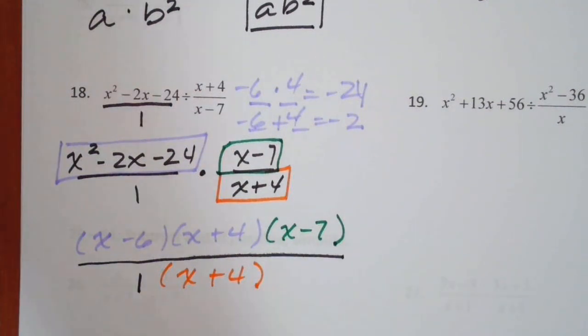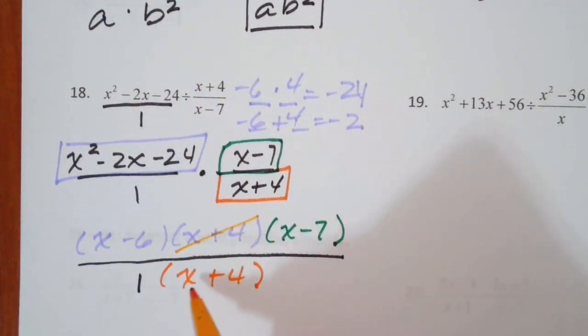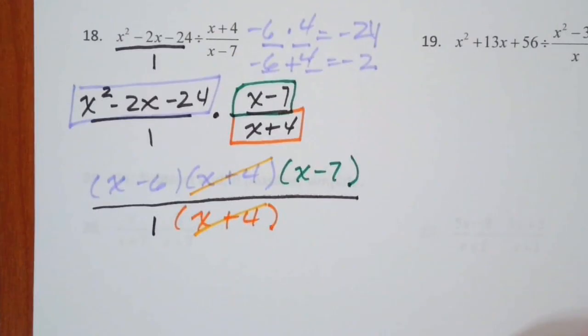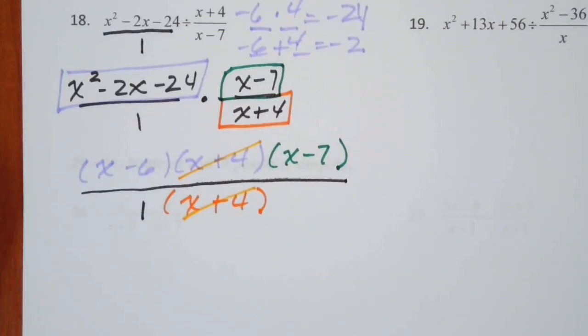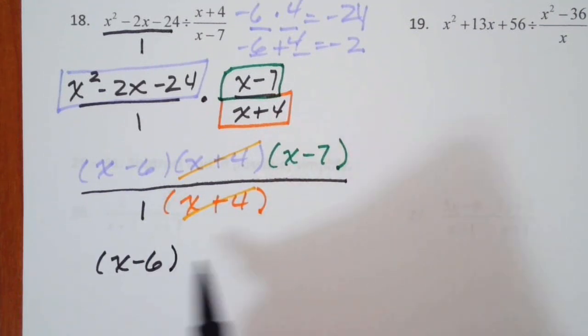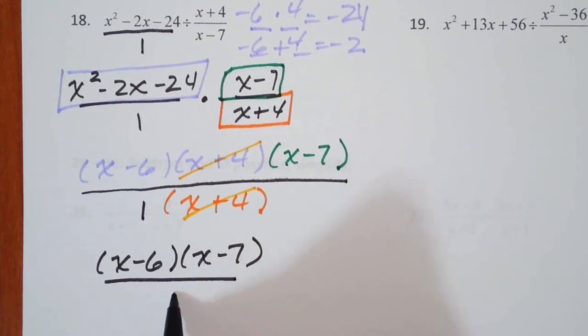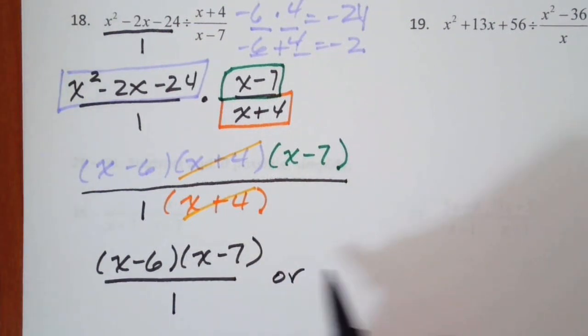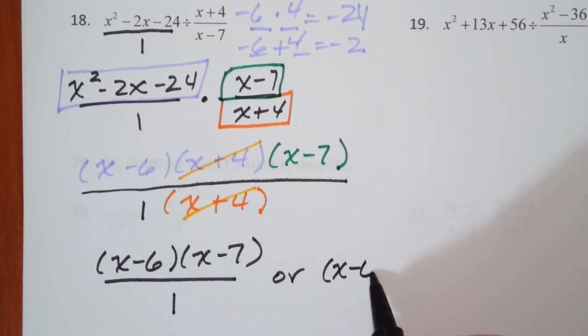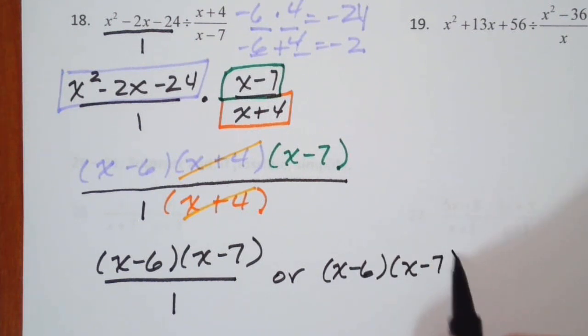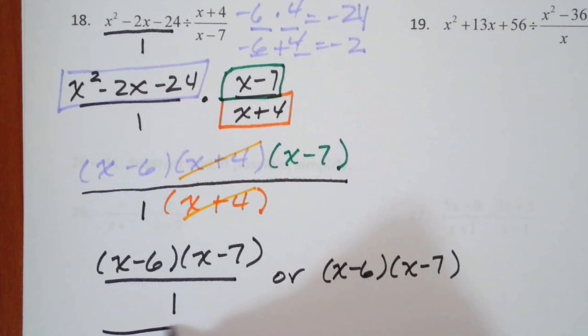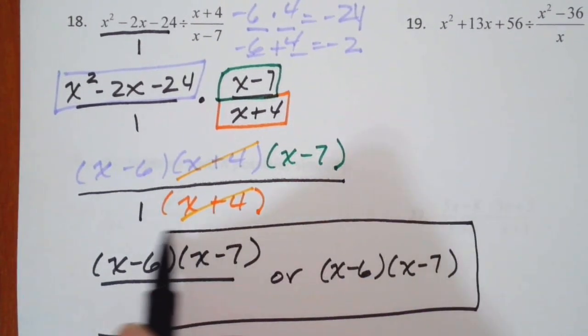Okay, so what do they have in common? Well, I have an x plus 4 and an x plus 4, so I can simplify those. So all I'm left with is x minus 6 times x minus 7 over 1, or I can just write it as x minus 6 times x minus 7. Either one of those would be a perfectly acceptable answer.